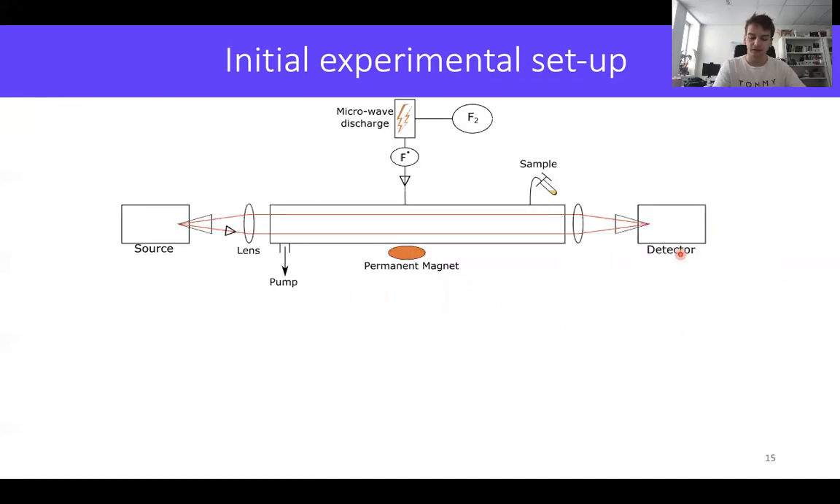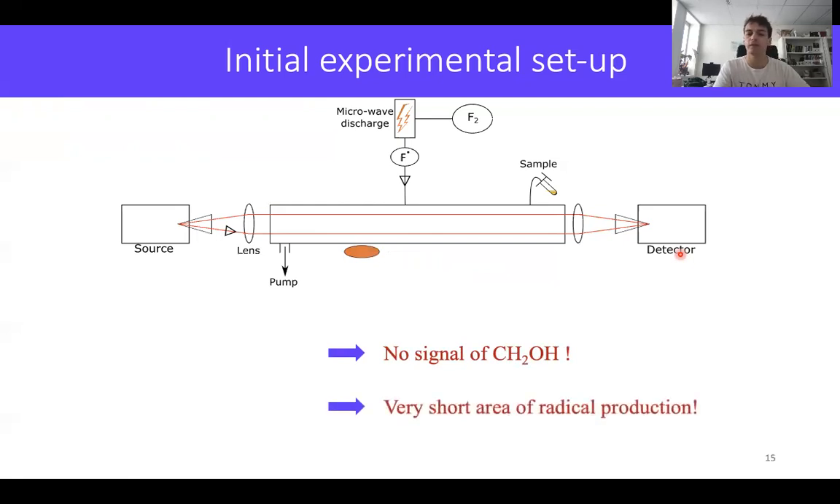And we discovered something interesting. When we move the permanent magnet away, the signal of CH2OH disappears completely. It means that we have a very short area of radical production.